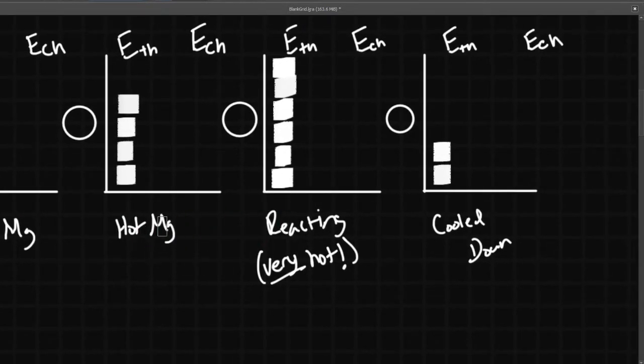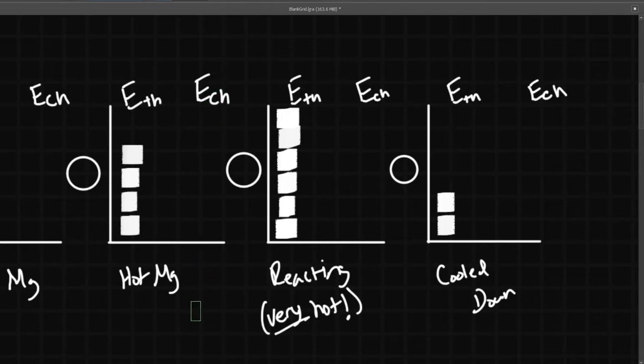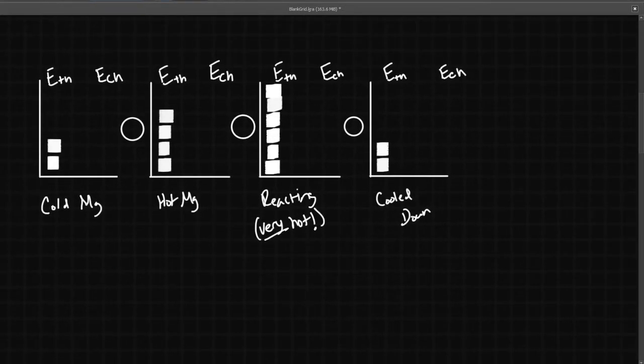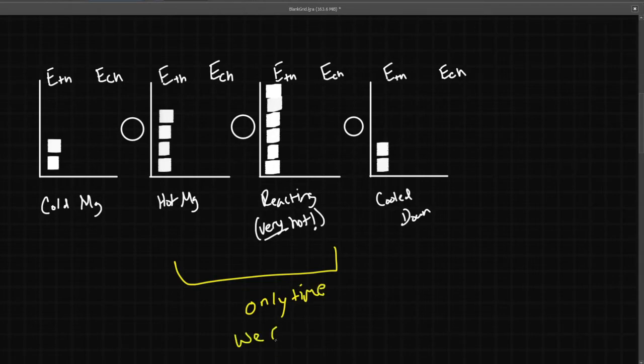The only time we should have a reaction is in here, because this is where we go from being just hot magnesium to reacting magnesium. So if we're going to change ECH, this is the only time to do it. These other two are not a reaction. And this is probably the biggest problem that I saw on here. This is the only time we change ECH.